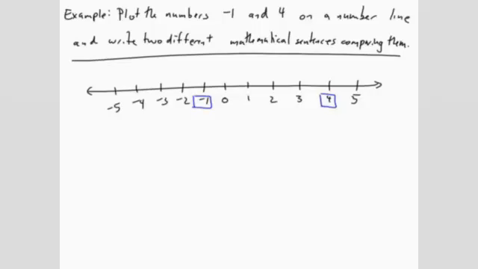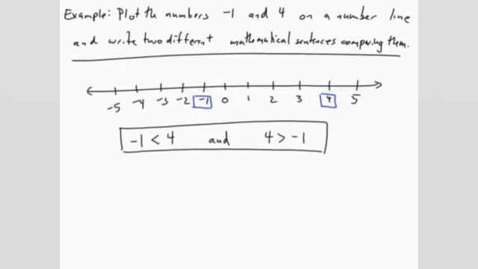Which number is to the left of which? Negative 1 is to the left of 4. And which number is to the right of which? 4 is to the right of negative 1. If we read these off in the standard mathematical language, this reads negative 1 is less than 4, and 4 is greater than negative 1.